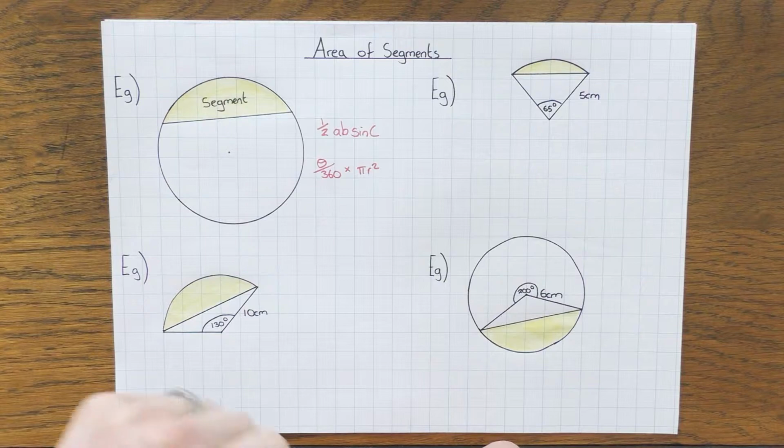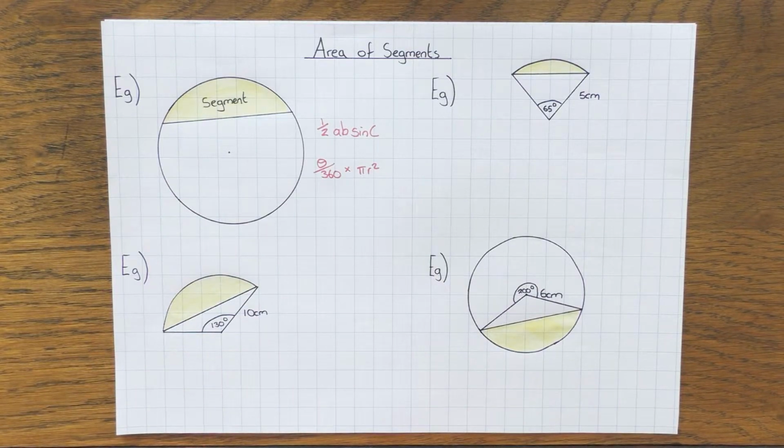Okay, let's get cracking then. I've got a few examples of working out the area of segments, and then I'm going to go backwards and work out some angles and some lengths. So if you want to skip to the harder stuff because you're happy with this, by all means do so. But for now, let's crack on with this first one.